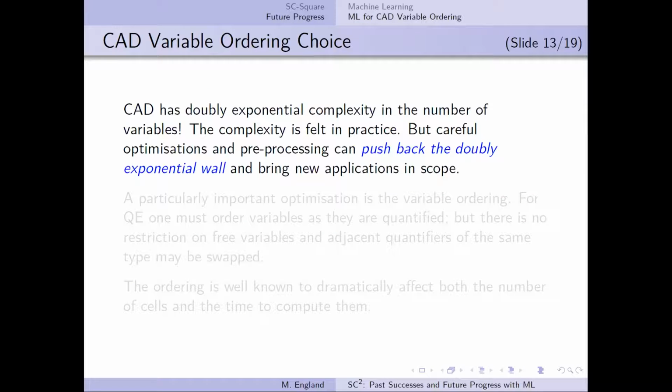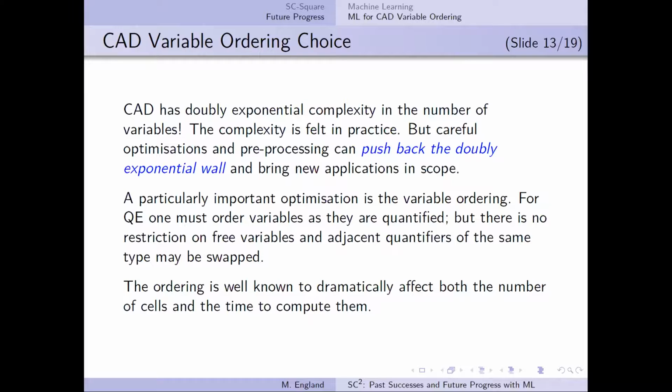Well, one of the things you have to do when building a CAD is to choose a variable ordering. And this is really important. CAD is doubly exponential complexity in the number of variables. And this complexity is really felt in practice, not just a theoretical thing, but with careful optimizations and manual pre-processing and kind of manual tricks, you can really push back that doubly exponential wall and bring problems into scope. And a particularly important optimization is that variable ordering.